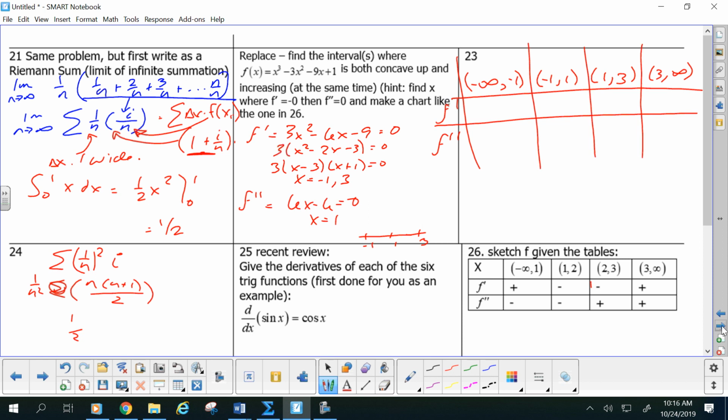first derivative at negative 2 is positive.